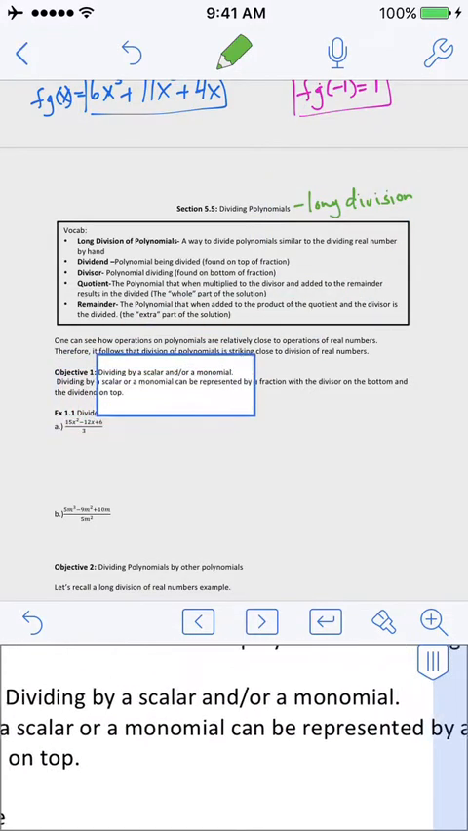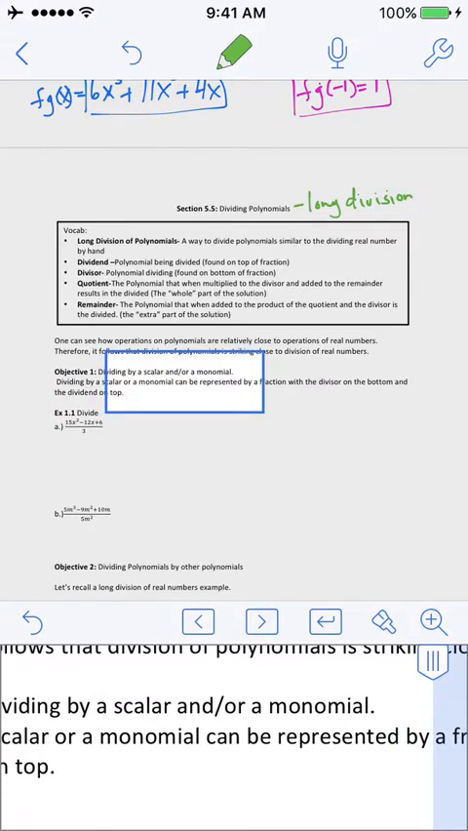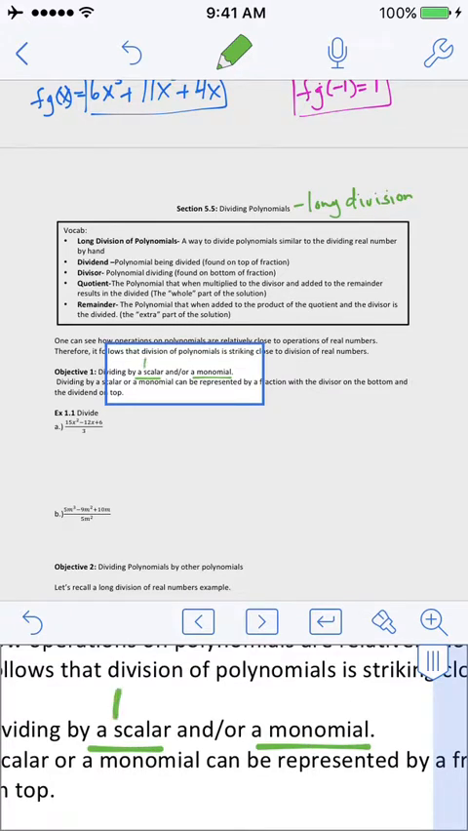Before we get there though, we're going to take a little trick. We're going to remind ourselves, we're going to divide some scalars and monomials. If you remember from the last couple sections, a scalar is just a number, right? So a 3, a 2, a 5, something like that. And a monomial is just one term, like 3x squared or 4x or heck, 6 is a monomial. But we would call that a scalar as well. So we're going to divide by one of those.